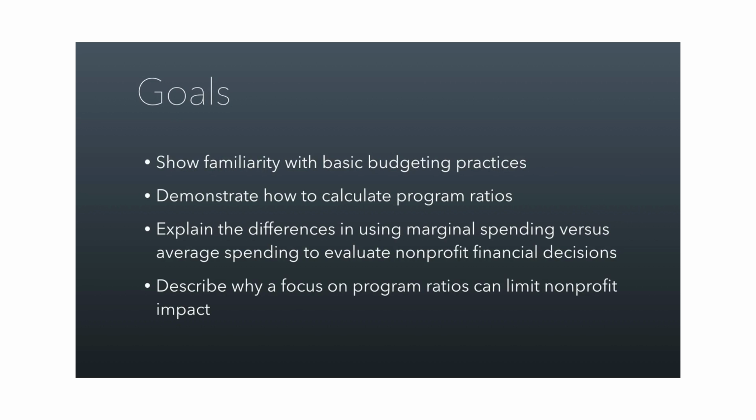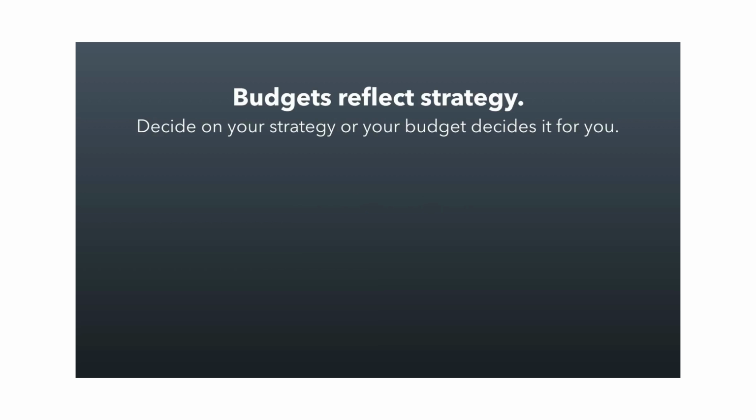I want you to be able to demonstrate how to calculate program ratios, explain the differences in using marginal spending versus average spending to evaluate nonprofit financial decisions, and finally, describe why a focus on program ratios can limit nonprofit impact. So, talking about budgeting generally, the most important point I want to make is that budgets reflect strategy.